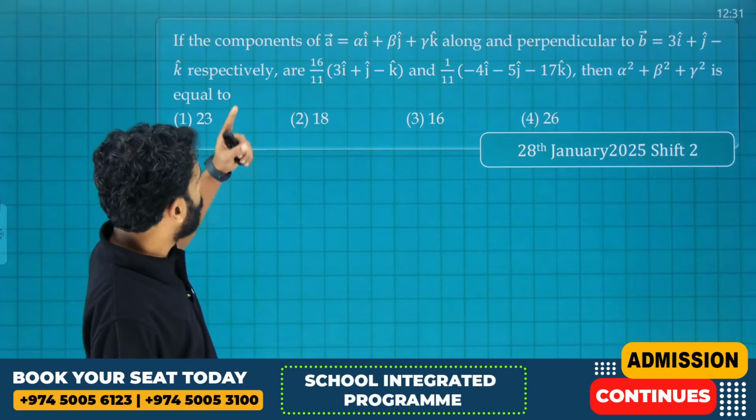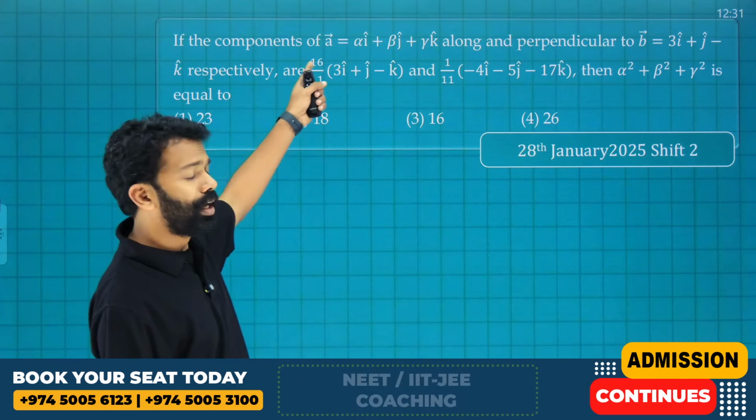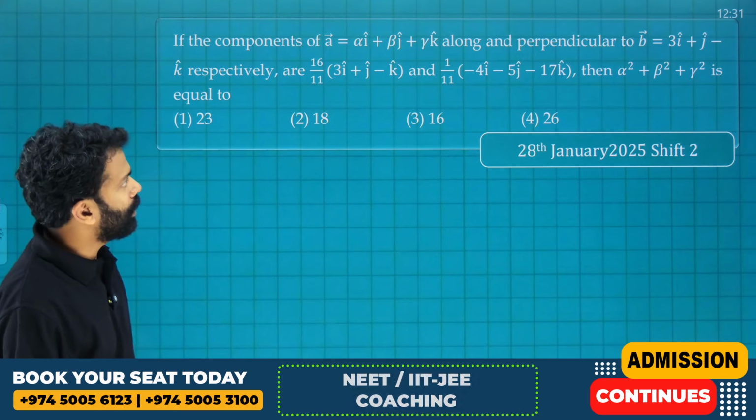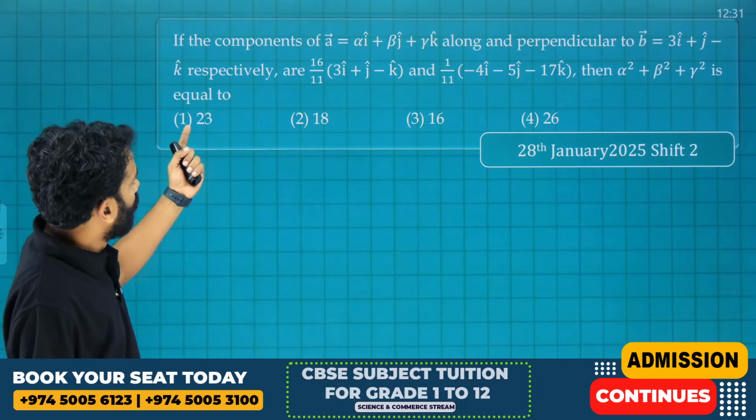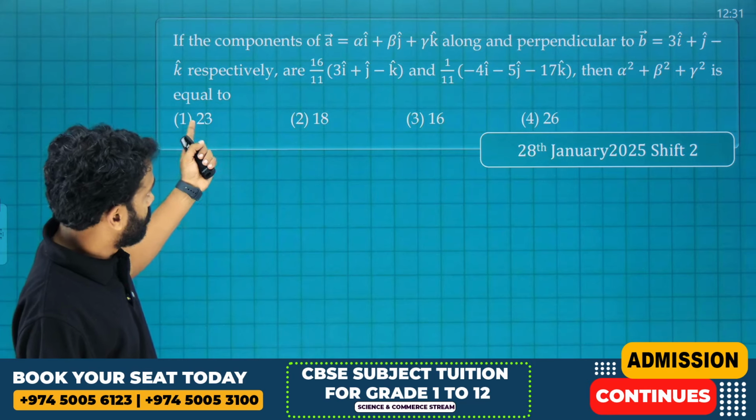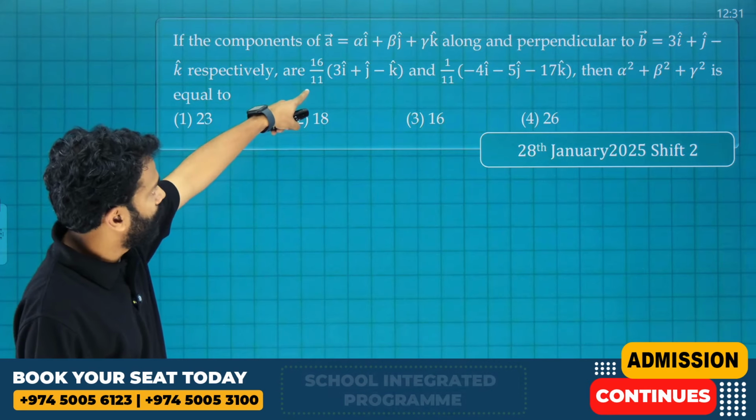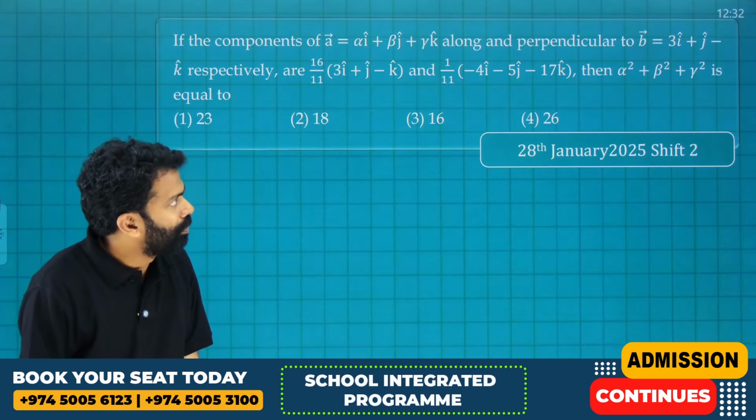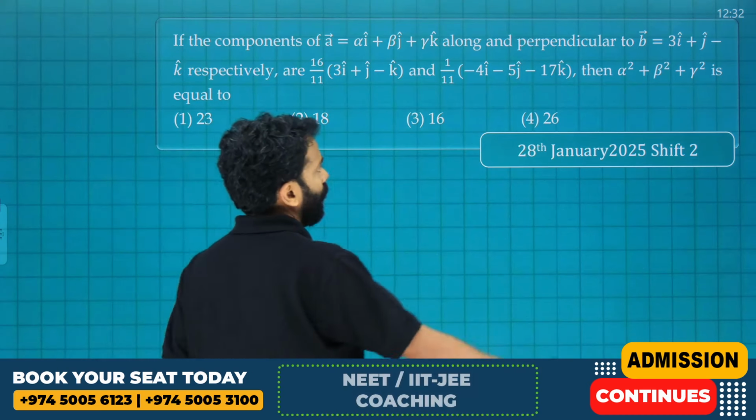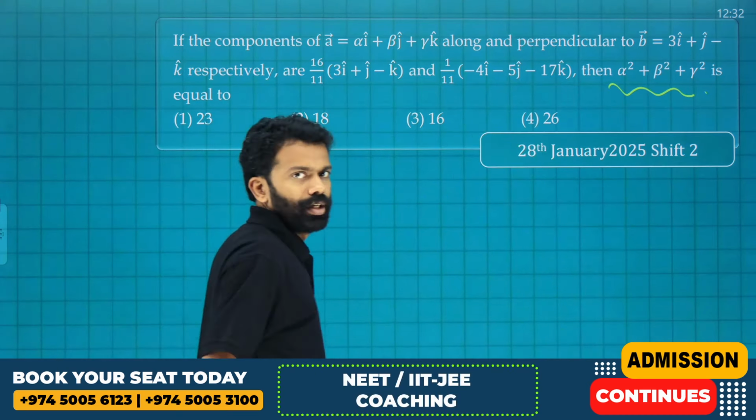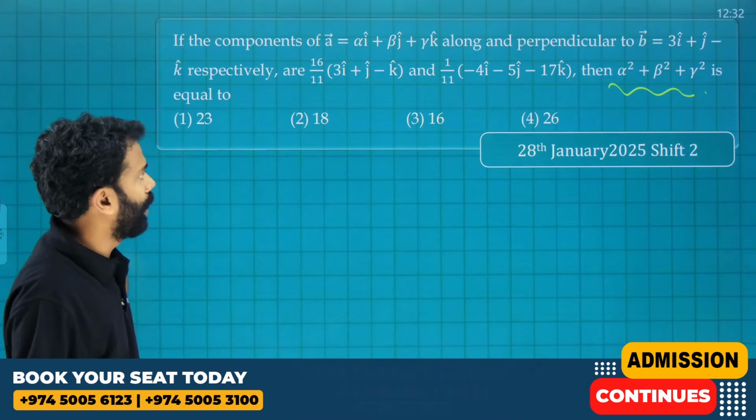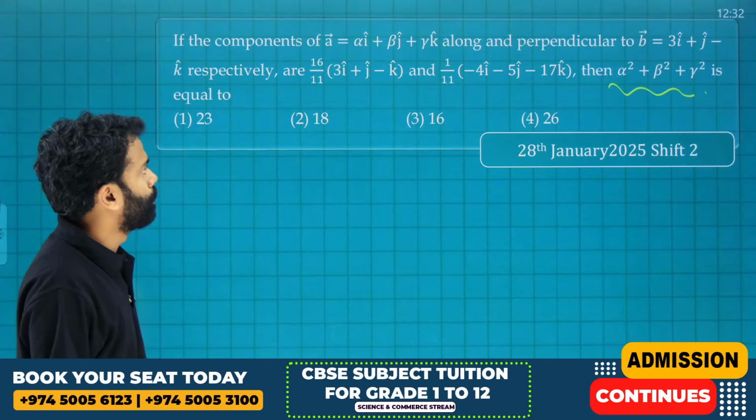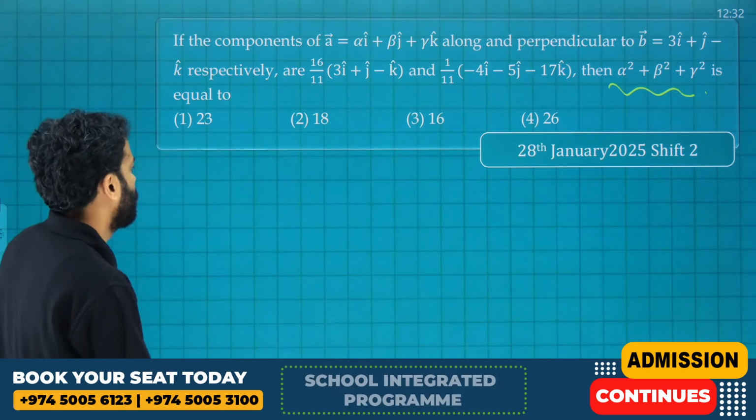Yeah, very easy question. If the components of vector A, given as alpha i plus beta j plus gamma k, along and perpendicular to vector B equal to 3i plus j minus k, respectively, are 16 by 11 into 3i plus j minus k and 1 by 11 into minus 4i minus 5j minus 17k, then you need to find alpha square plus beta square plus gamma square. That is, you need to formulate the value of A and find the square of its magnitude.